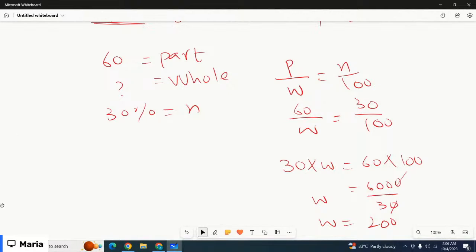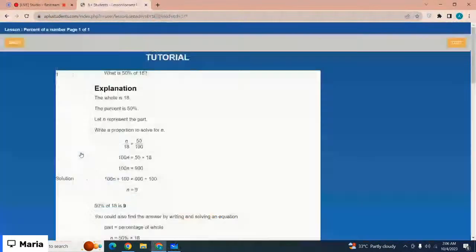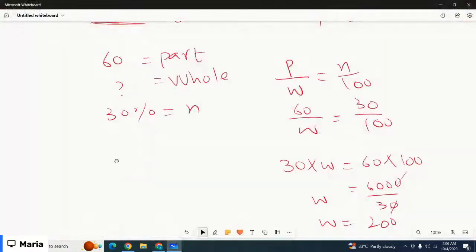Let's start with an example from the A plus. Let's start with the lesson that is percent of a number. Let's start with this example. What is 50% of 18, right? You need to calculate 50% of 18.